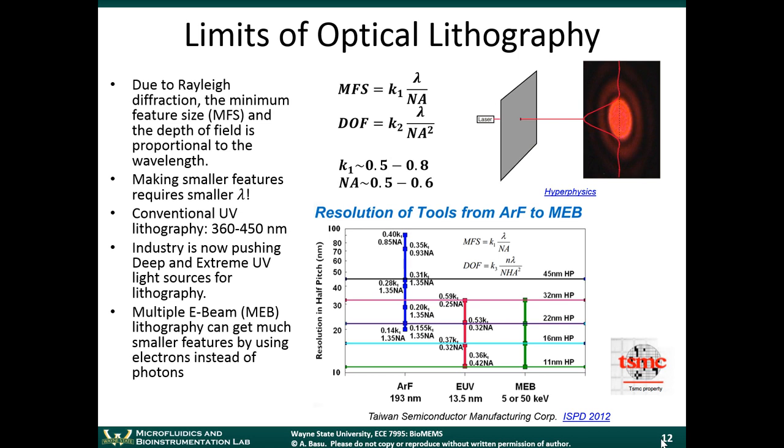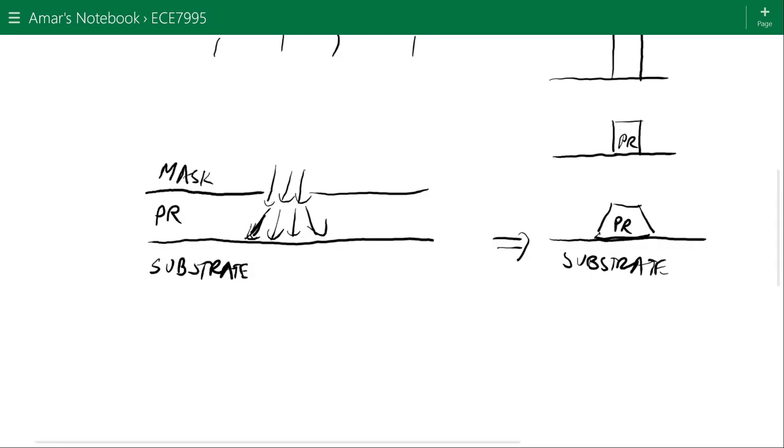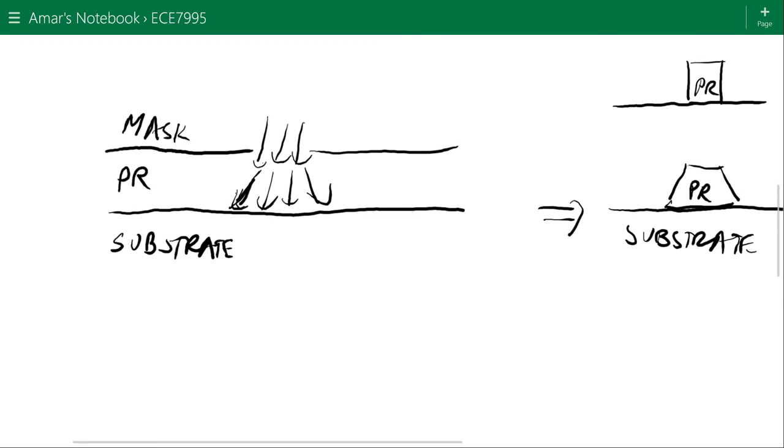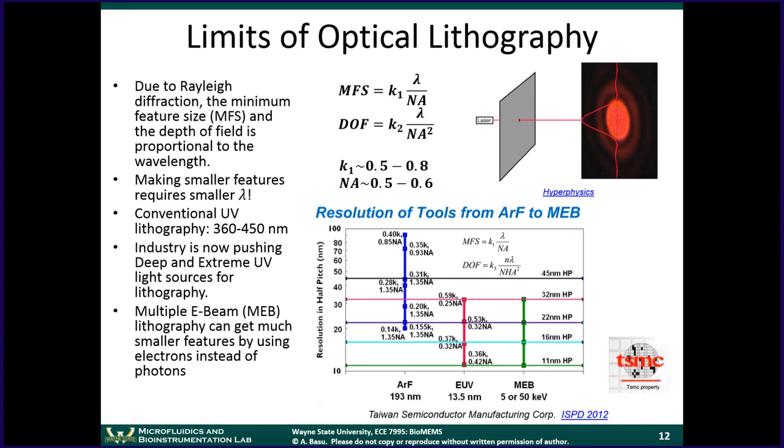So what was happening is that the manufacturing engineers, the process engineers, were trying to make optical lithography better. Okay. So from a fundamental standpoint, we run into this problem here. Okay. You have a mask. Well, it's better shown in this picture here.